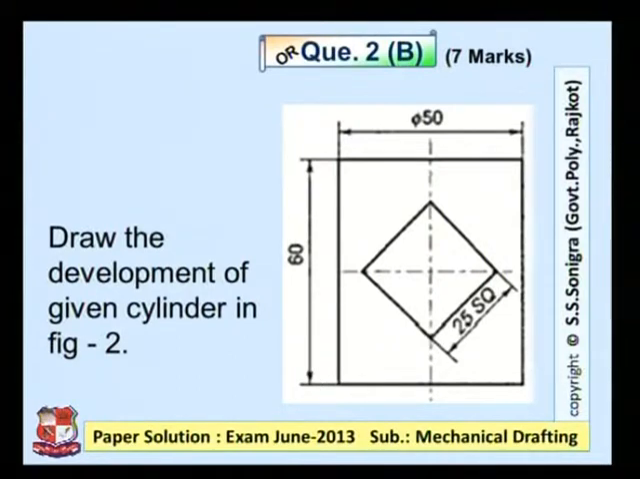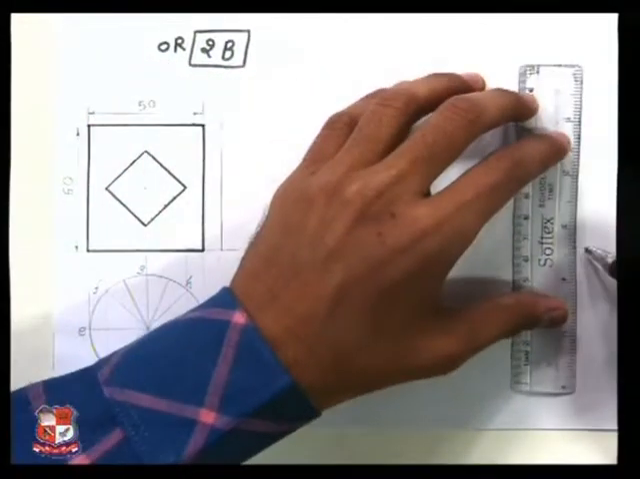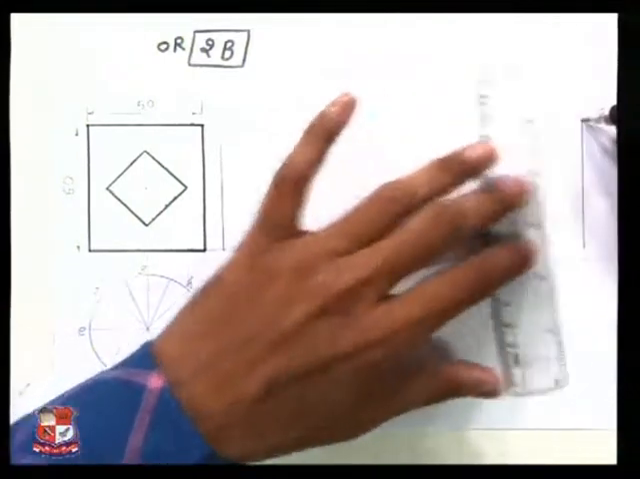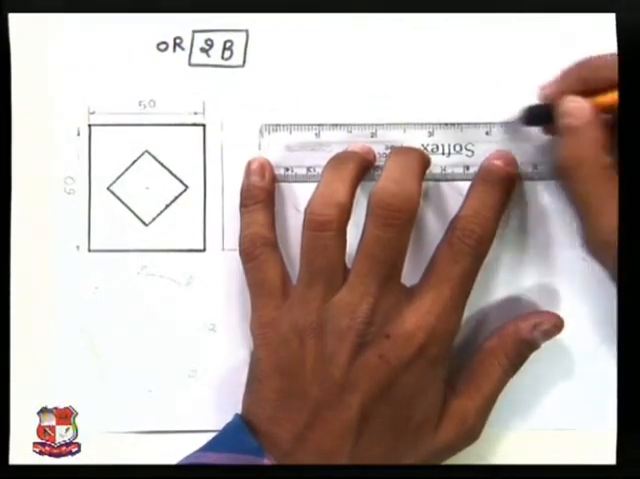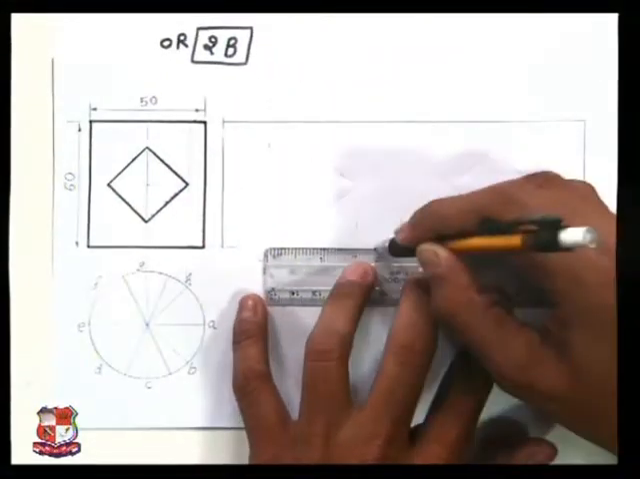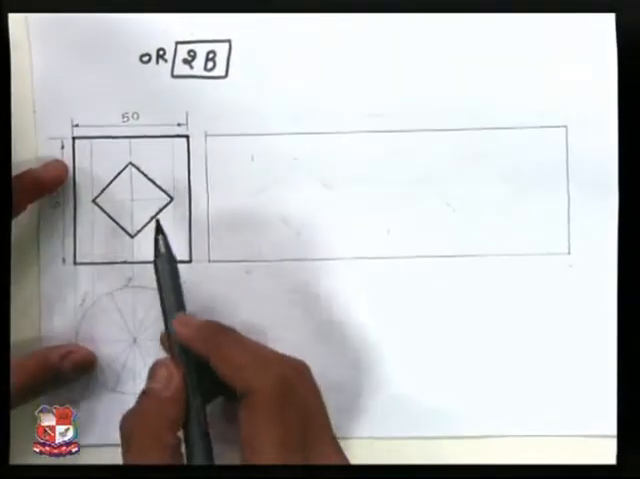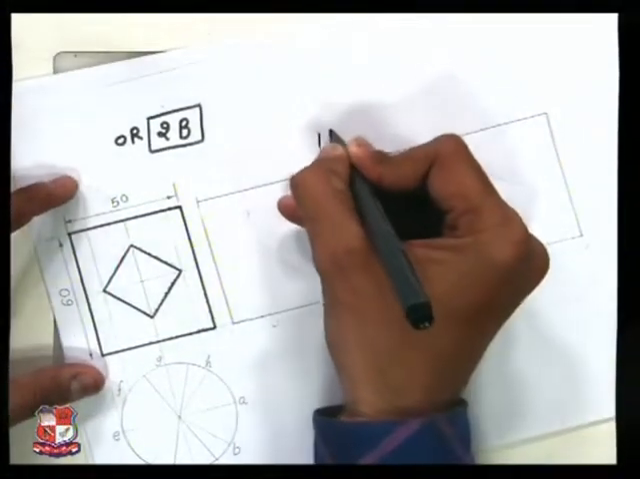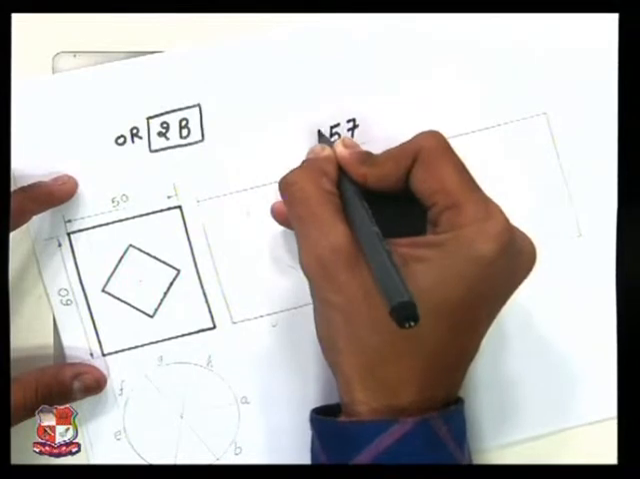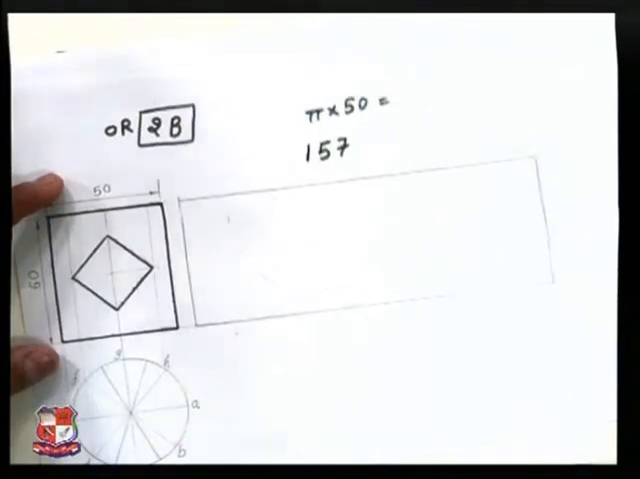This is the data given to us, and if you want to draw the development, the development of the cylinder would appear as a rectangle like this, having height equal to the height of the cylinder, that is 60 millimeter, and width equal to the periphery of the cylinder, that is equal to pi into d. If I open the outside surface, the width would be 157 millimeter, that is pi into 50, that is 157 millimeter.